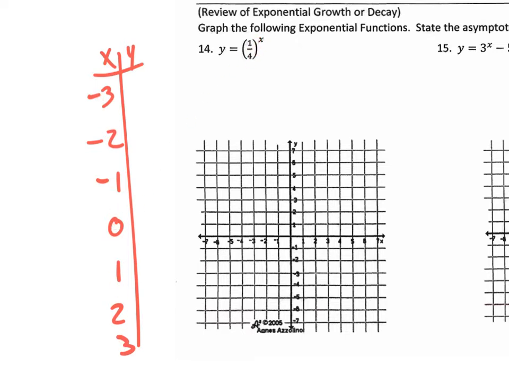1/4 to the 0 power is what? 1. Anything to the 0 power is 1. And now what you need to do to get to the next term, I mean, you could plug in a 1 right there, and then you get 1/4, and you could plug in a 2 right there, and so on and so on. Or you could just use the decay factor and decay this number 1 by 1/4. So 1 times 1/4 is 1/4.